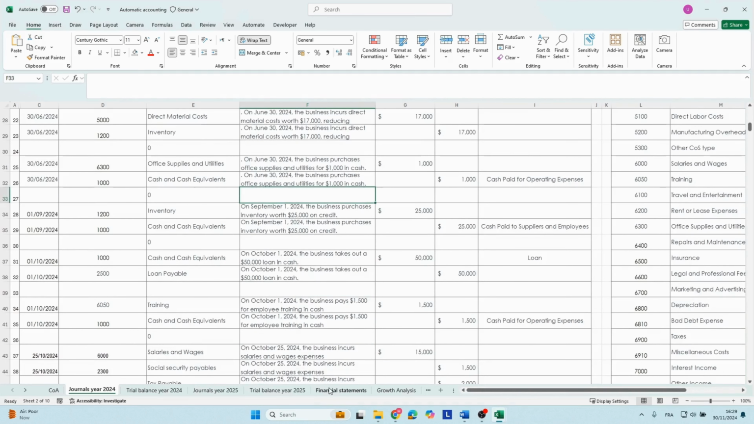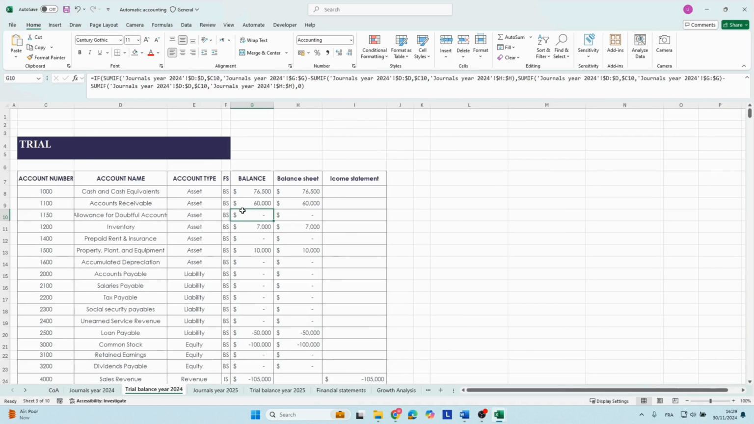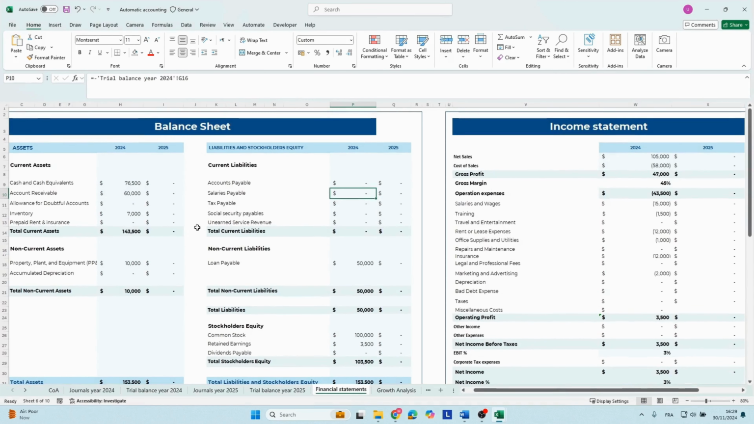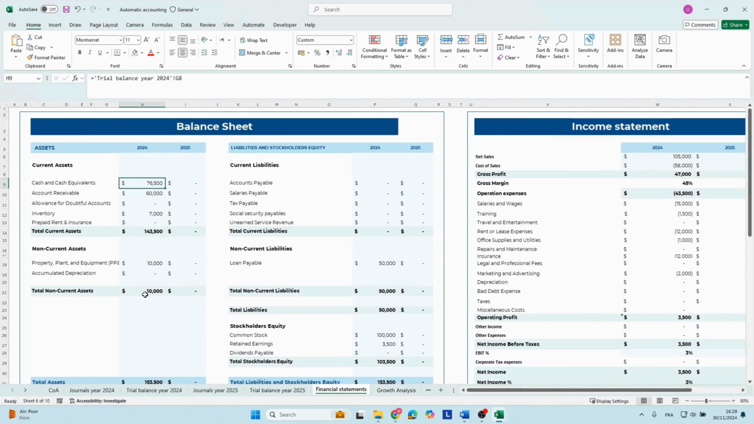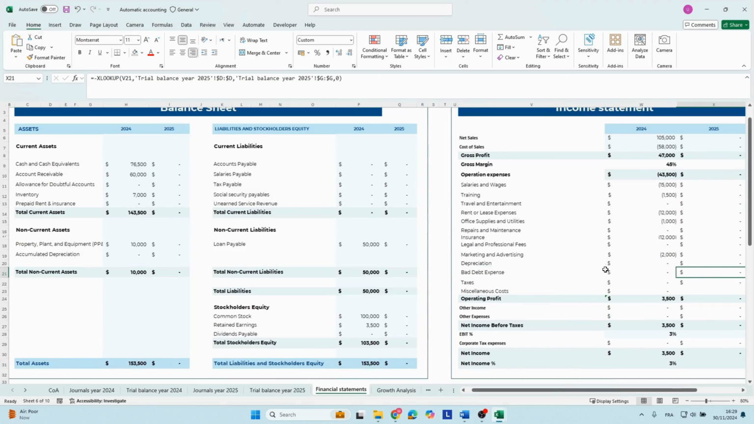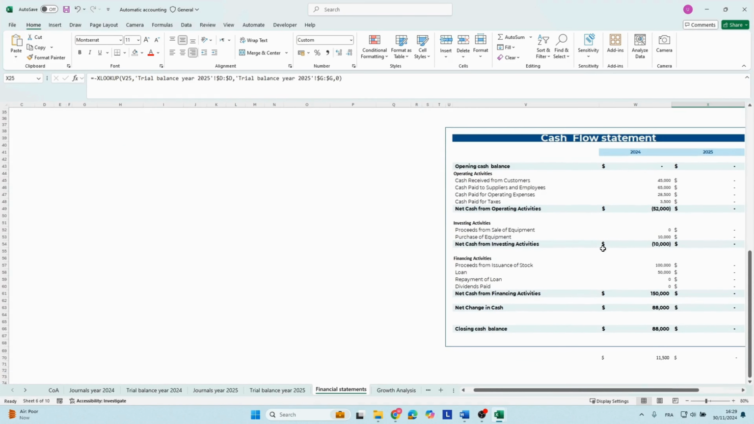So that's before moving to adjustment. Here we have the trial balance. This is the trial balance before adjustment. You can see all the different movements. Then you see the financial statement here. Total assets equal total liabilities. And we have the income statement, and we have the cash flow statement.